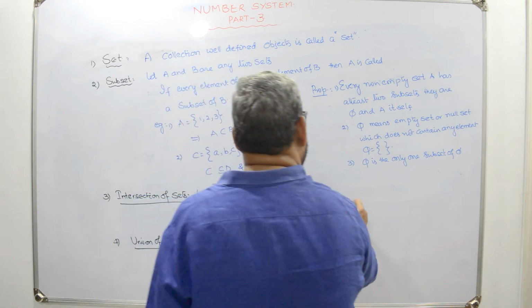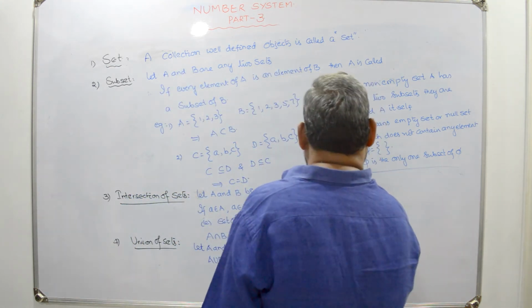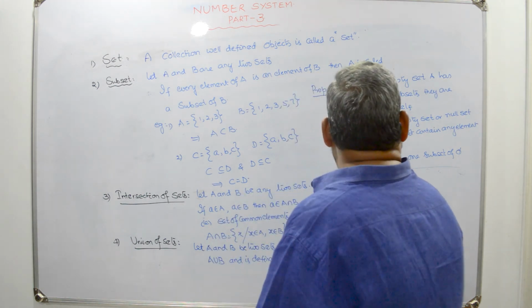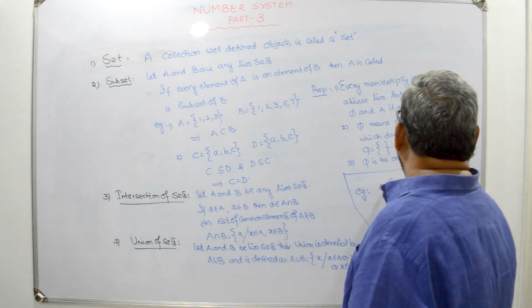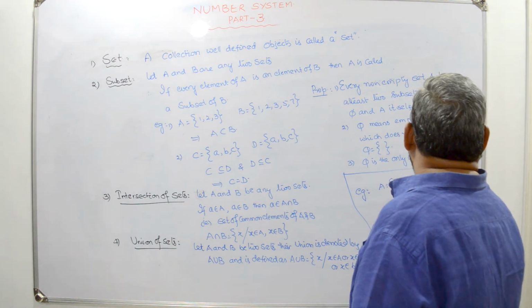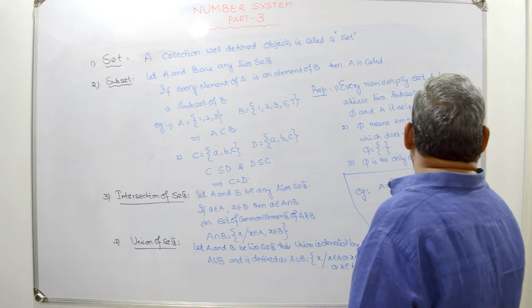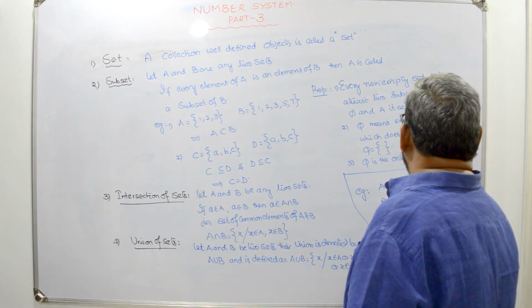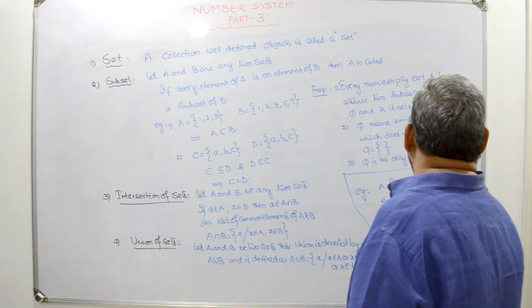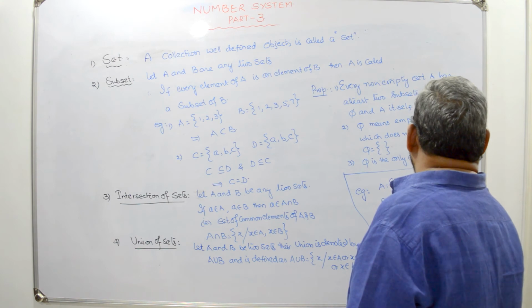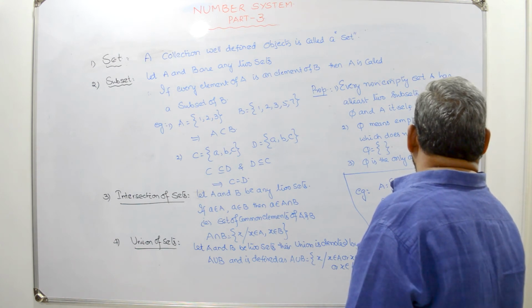Example. A is equal to the set {1, 2, 3}. B is equal to {2, 4, 6}. A intersection B is equal to the set {2}. A union B is equal to the set {1, 2, 3, 4, 6}.